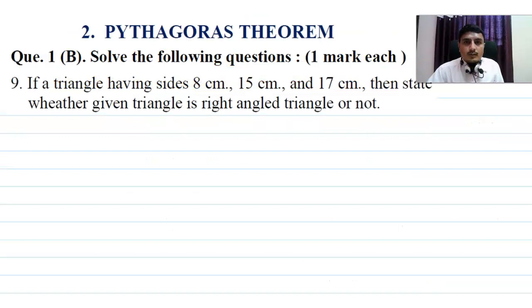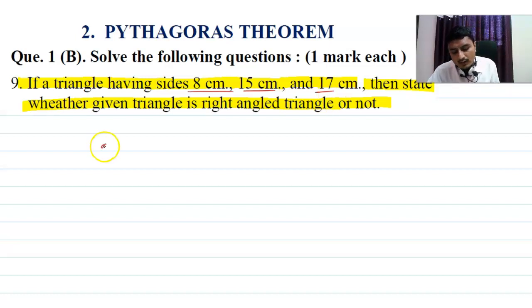Now look at question number 9. It is of the form: if a triangle has sides 8 cm, 15 cm and 17 cm, then state whether the given triangle is a right angle triangle or not. So we have the same kind of question as question number 8. We have three numbers: 8, 15 and 17. Once they satisfy the Pythagoras theorem, then we can say that 8, 15, 17 are in Pythagorean triplet, meaning 8 cm, 15 cm and 17 cm are the sides of a right angle triangle.